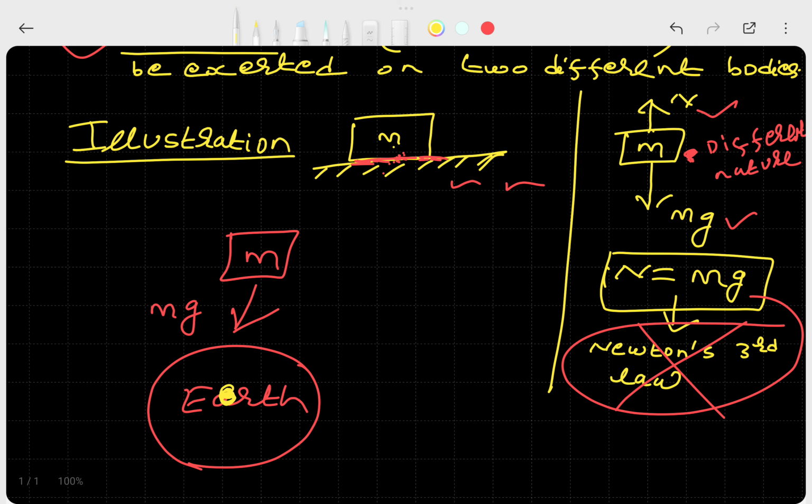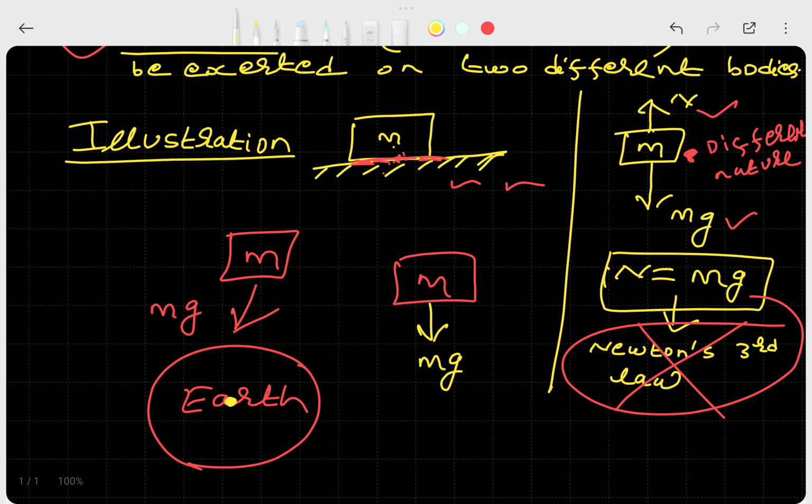If this is the center of the earth, then mg, the weight of this block, is acting vertically downward. Now how can you apply Newton's third law here?